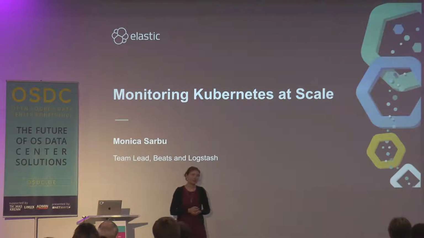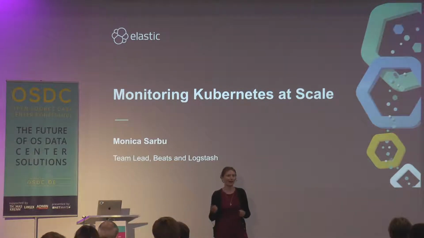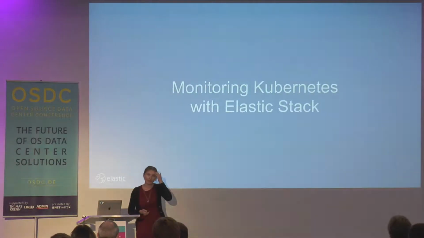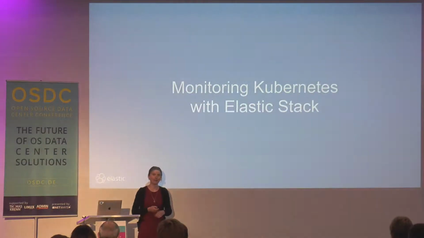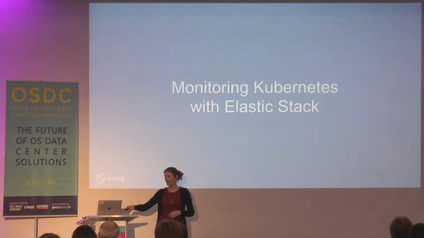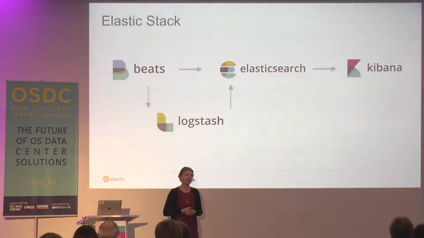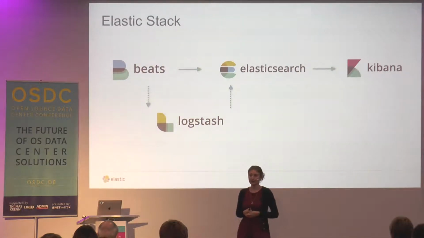Elastic is the company behind Elastic's open source projects like Elasticsearch, Kibana, Logstash, and Beats. Today I'm going to talk about how to monitor Kubernetes using the Elastic Stack. But first, let's see what the Elastic Stack is. The Elastic Stack consists of these open source tools: Beats, Elasticsearch, Kibana, and Logstash.